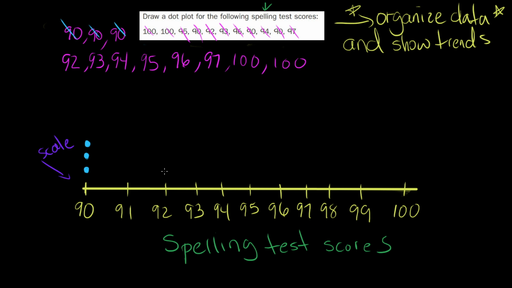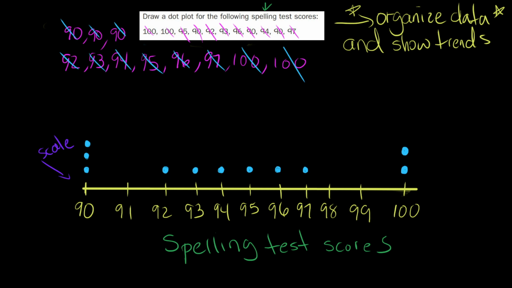We have 92 next. We have 93. We have 94. 95. 96. 97. 100 and 100. And I'm going to recount my dots just to make sure I didn't miss any. So we should have 11. Okay, so we have 1, 2, 3, 4, 5, 6, 7, 8, 9, 10, 11.